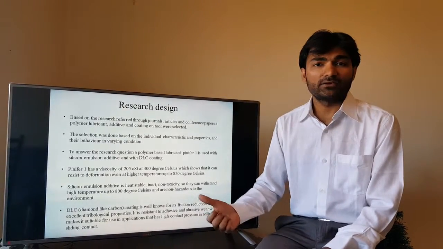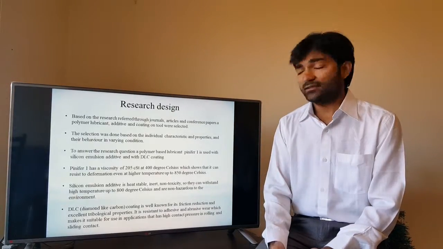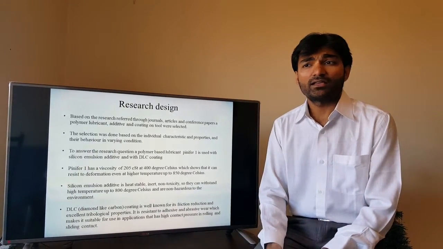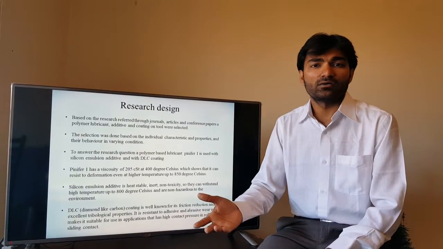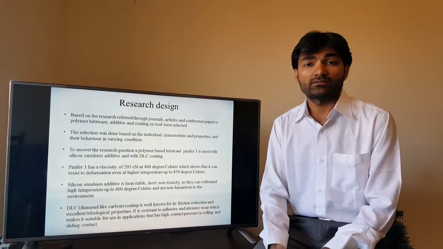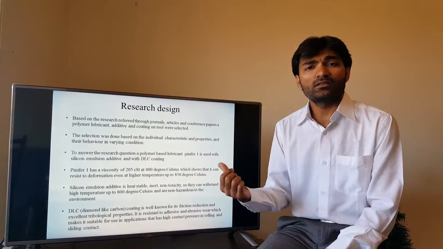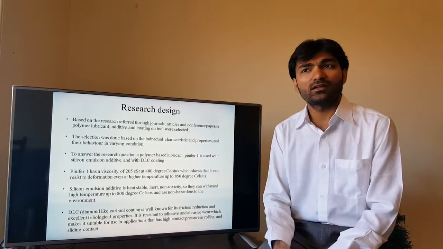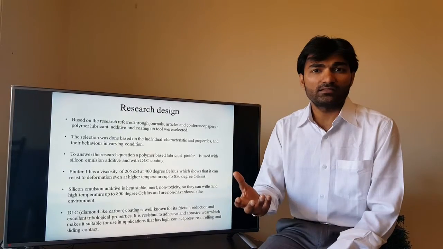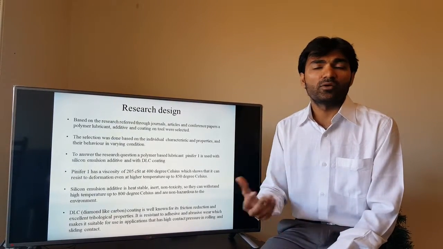Silicon emulsion, which is used as an additive in the lubricant, has very good properties: it is heat stable, it is inert, and it is non-toxic, so it is non-hazardous to the environment, and it can withstand temperatures up to 800 degrees Celsius. Silicon emulsion as an additive is performing very well as a catalyst, you can say, in the lubricant, so that it improves the performance of the lubricant when it is being used.